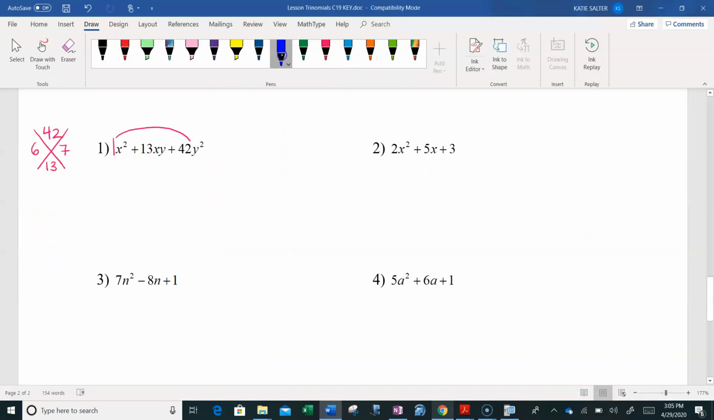Okay. So what we're going to do now is break this into 4 terms. Our first term is going to be x squared. We're going to rewrite this 13xy using 6 and 7.